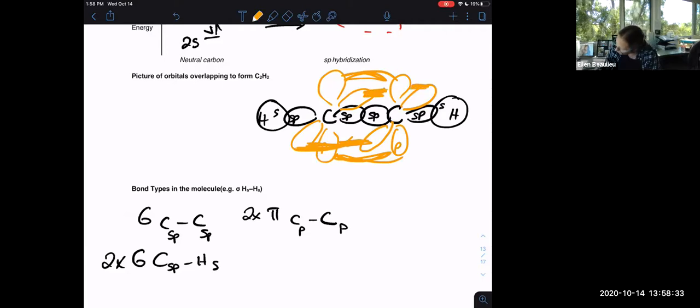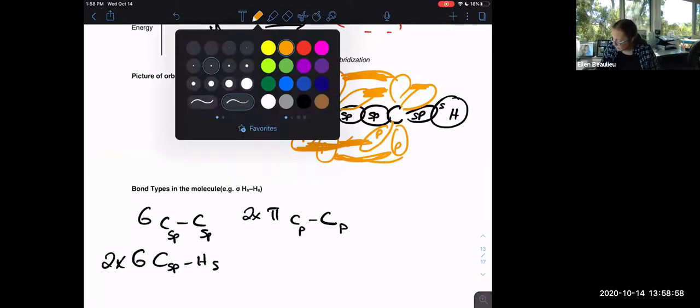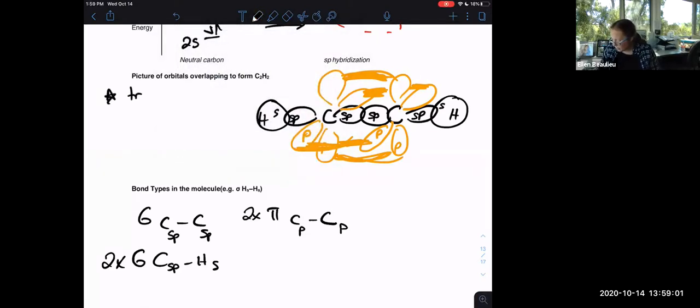Your book does a little bit better picture of this than I do. They have graphics editors. So I have 2 p orbitals. They are 90 degrees from each other. They are both overlapping around the axis of bonding. So a triple bond, we've now unlocked to say, is 1 sigma bond and 2 pi bonds.